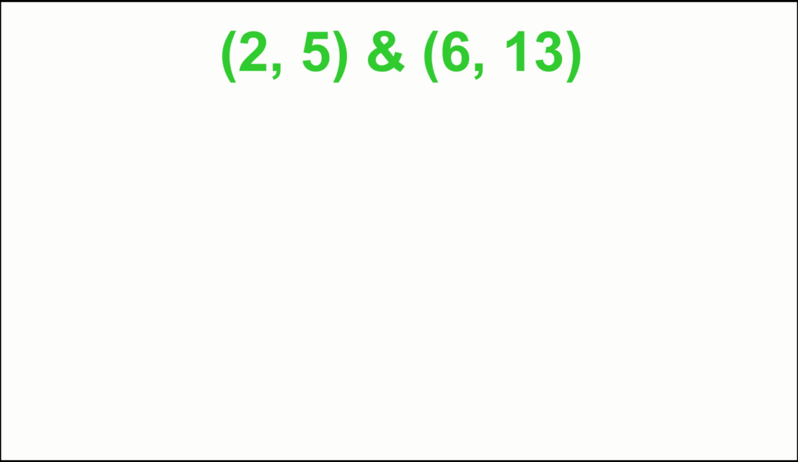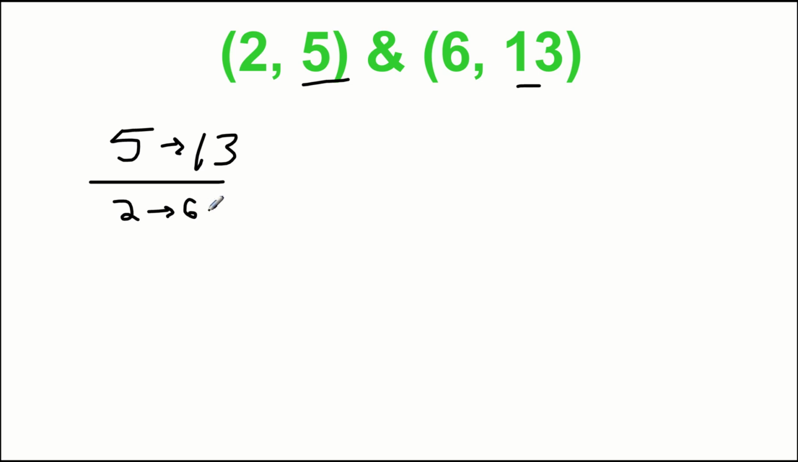So if I take this one here, my y values are 5 and 13. They're going on top. My x values are 2 and 6. They're going on the bottom. And that's just how much does each one change. From 5 to 13 is an increase of 8. From 2 to 6 is an increase of 4. We got 8 divided by 4. That gives us a slope of 2. Any questions on that? That's change in y over change in x.